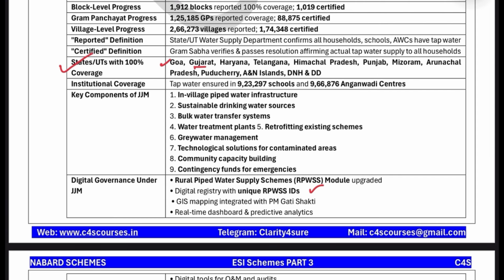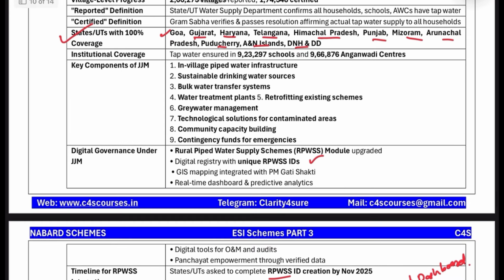Okay, and we have 100% coverage in states like Goa, Gujarat, Haryana, Telangana, Himachal, Punjab, Mizoram, Arunachal, Puducherry, Andaman and Nicobar, and Dadra and Nagar Haveli and Daman and Diu.